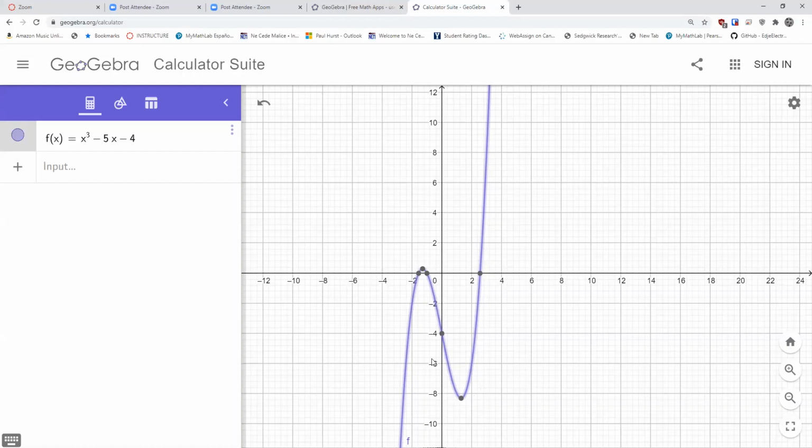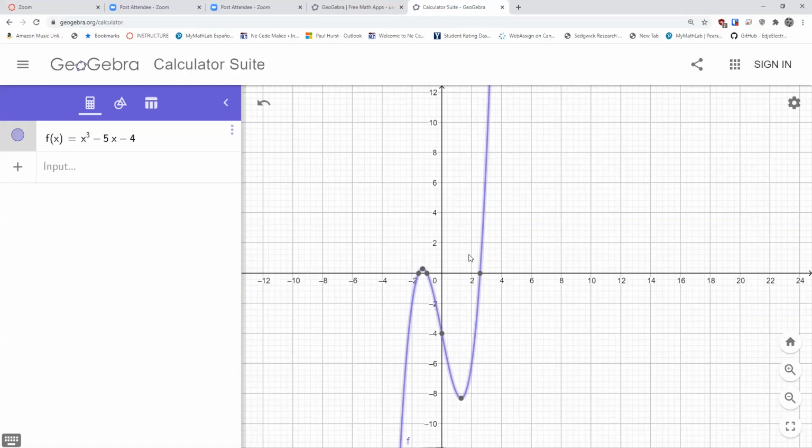Now, if you're looking at Webassign, and you're comparing it with the graphing calculator here, you can see this is really steep, and Webassign is more wide, and that's because of the distortion.